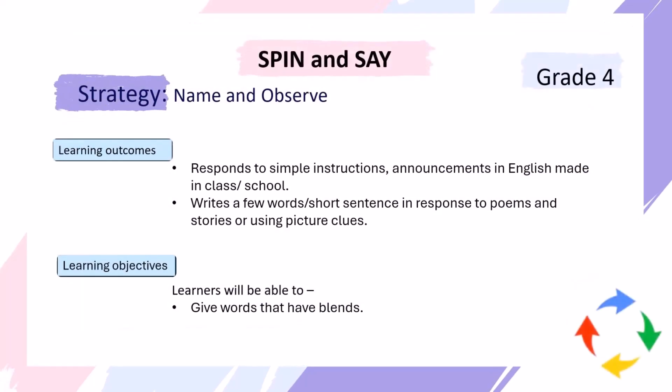The next activity is spin and say. Spin and say is an activity designed for grade 4. The learning outcomes are response to simple instructions, announcements in English made in class or school. Writes few words, short sentences in response to poems and stories using picture clues. The learning objectives state that learners will be able to give words that have blends.